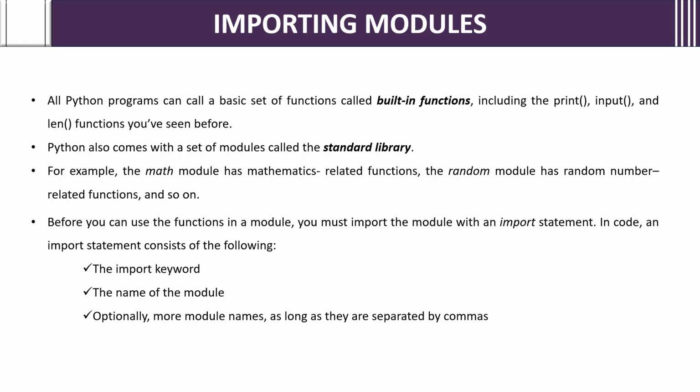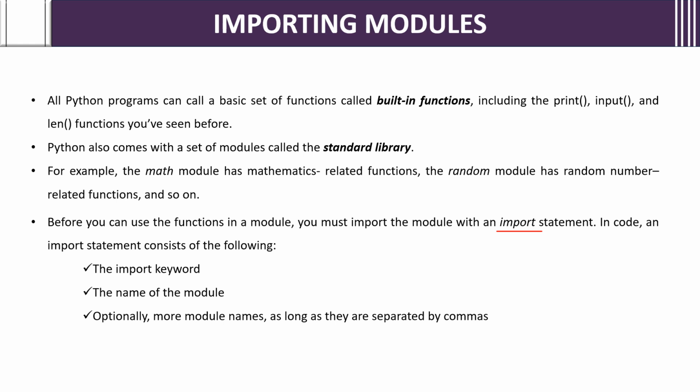Python also comes with a set of modules called the standard library. For example, the math module has mathematical related functions, and the random module has random number related functions, and so on. Before you can use the functions in a module, you must import the module with an import statement. Before using that library, we should write an import statement like this: import, and whichever library you want, you need to mention.